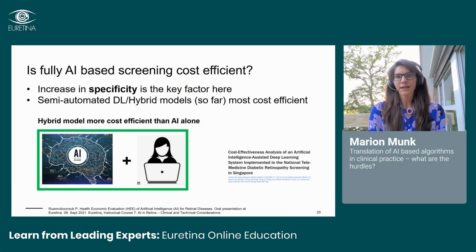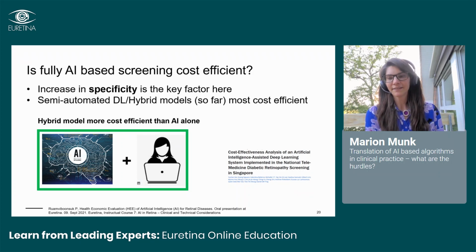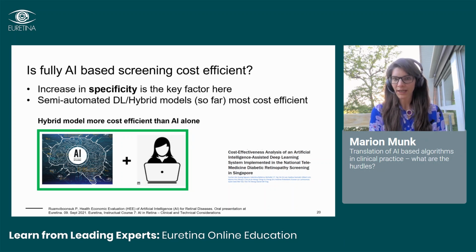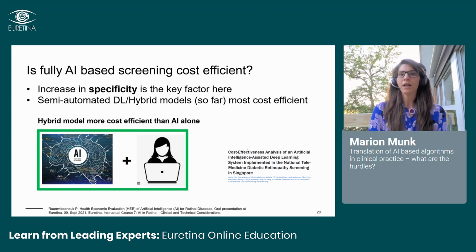So far, the most cost-efficient model is still a hybrid model, where you have an AI-based screening tool, and then the result, in case it's positive, is checked by another human who is looking at the image as well. The reason for this is that the specificity compared to the sensitivity is lower, which means that you get a lot of false positive cases, so a lot of people go to the ophthalmologist but actually do not have anything, or have a cataract or something else. So this is the reason why the hybrid model is still more cost efficient than the AI model alone.